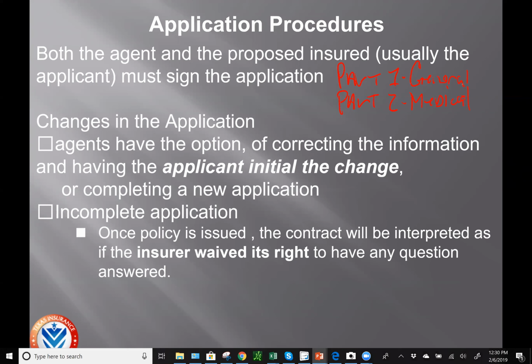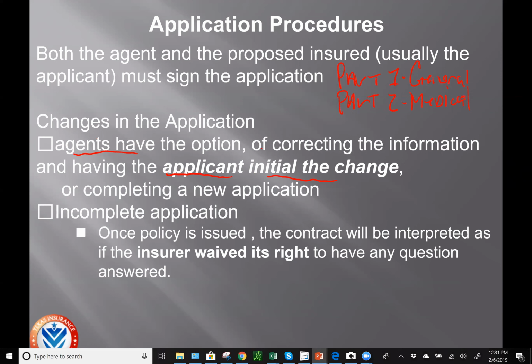Let's say that you're my agent and you're doing an application on me. Let's say you make a mistake on that application. There are 2 ways to correct a mistake on an application. Number 1, you, the agent, would mark it out and have the applicant, me, initial the change. So you mark it out, have the applicant initial the change. The only other way is to start over with a whole new application. Please do not use whiteout on your applications. Insurance companies do not like that.